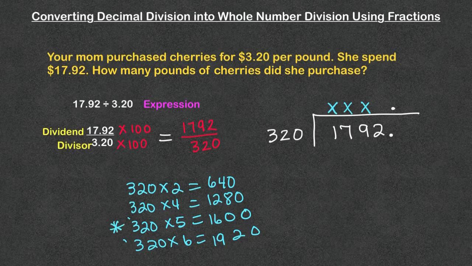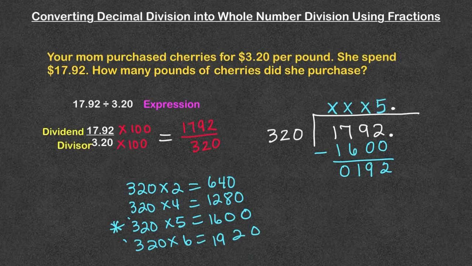I went over, so I'm going to use 5. So I'm going to write the 5 on top of the 2. Please make sure that it's on top of the 2 because we are using the 1792. So the 5 goes on top. Then 5 times 320, we already have the answer. It's 1600. All we have to do is write it down and line up your numbers on the bottom. Bring down your 2, bring down your 9. 7 minus 6 is 1. 1 minus 1 is 0.